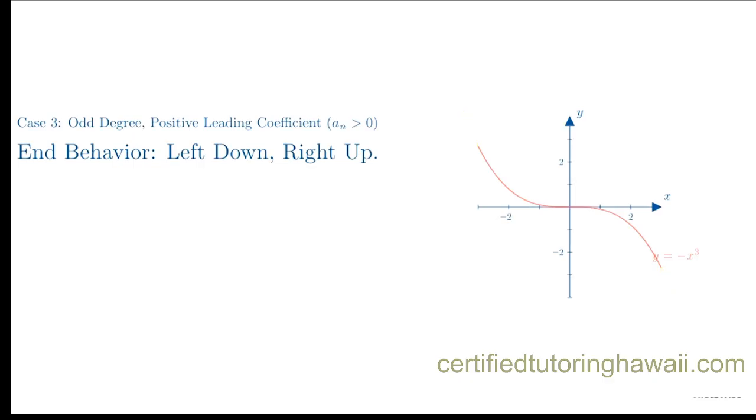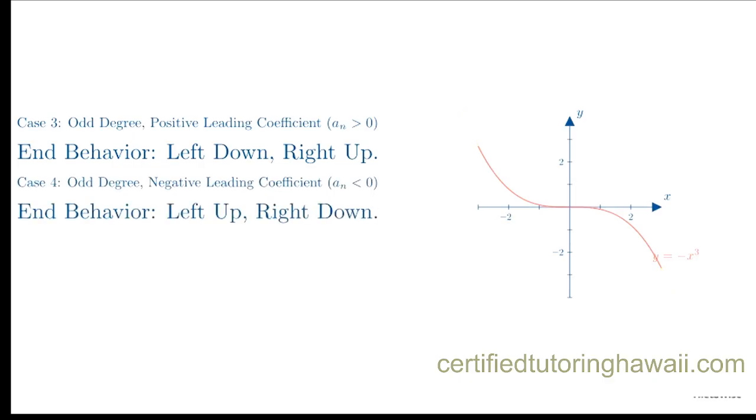Case 4. Odd degree, negative leading coefficient. The end behavior is left up, right down. As you move from left to right, the function generally falls, so we call this decreasing end behavior. Just like with even degrees, all odd degree polynomials follow this pattern. If the degree is odd, one end will go up and the other end will go down.